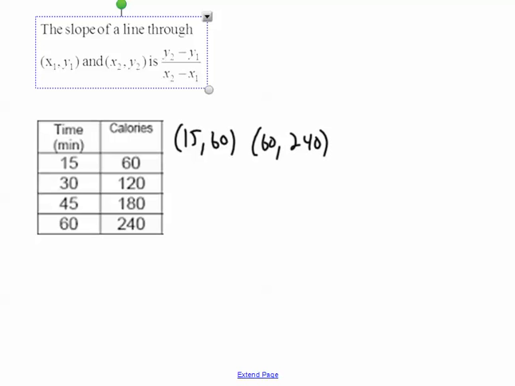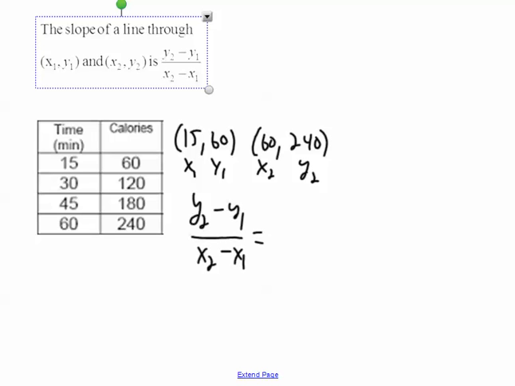Now, the first thing I should always do when I'm doing this is label my points. So I'm going to label my points x1 and y1, and then I'm going to label the other one x2 and y2. And then every single time that I do this, I want to include my slope formula. So I'm going to go ahead and do y2 minus y1 all over x2 minus x1.